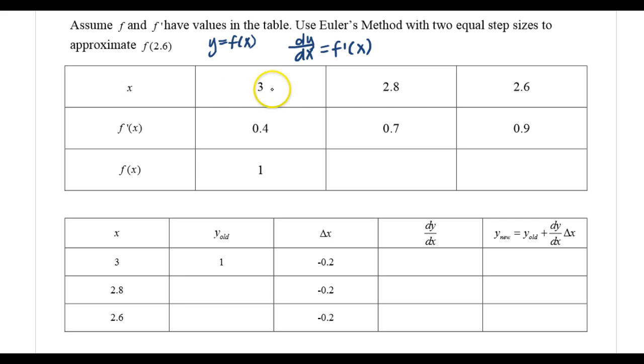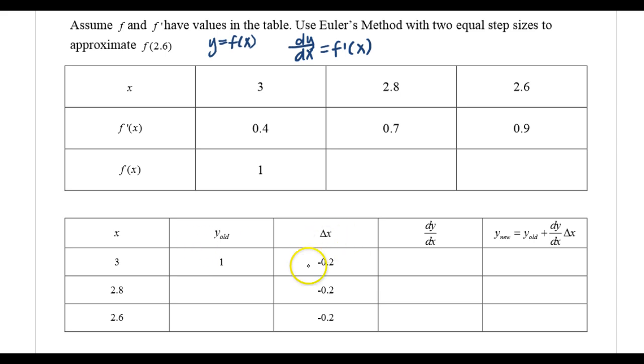So at different x values, 3, 2.8, 2.6, we know f prime of x, or dy/dx, are 0.4, 0.7, and 0.9 respectively. And we know that at x equals 3, f of x, the function, is 1. So there's my initial condition. When I plug in 3 into y, I get out 1. So when I create my table, this bottom table is now the one I would create to use Euler's method in a systematic way. My initial condition, my coordinate point, is 3, 1.